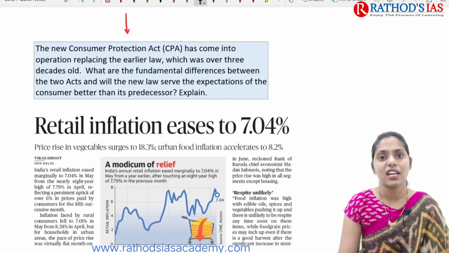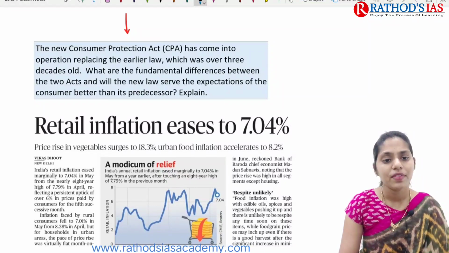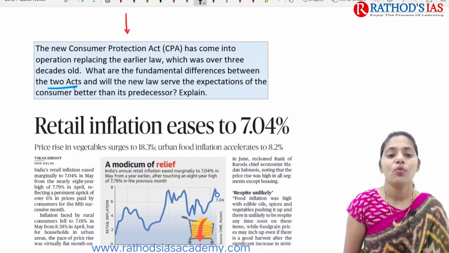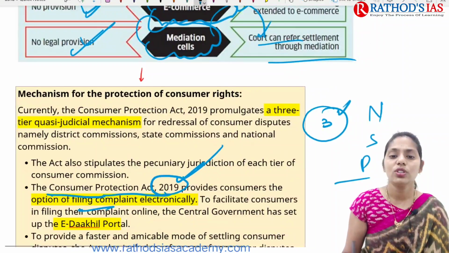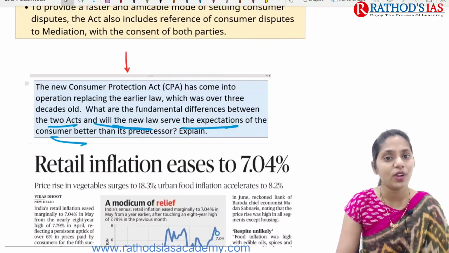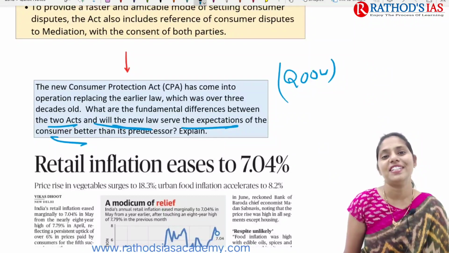The new Consumer Protection Act has come into operation replacing the earlier law, which was over 3 decades old. So what are the fundamental differences between the two Acts, and will the new law serve the expectations of the consumer better than its predecessor? This table I discussed, right? This table is about the first part of the question. Try to write the answer for this question, and the answer should not be more than 200 words.